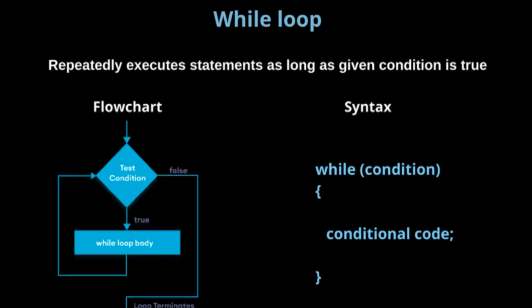So here's the syntax: a while keyword, right after it a condition which must return a boolean, and then the conditional code. This is a very simple syntax. Let's see how it will execute. First of all, the condition will be checked. If it is true, the code block executes, and it will keep on executing. As soon as the condition is false, the loop will get terminated. But it is something more than that. Let's see it practically.